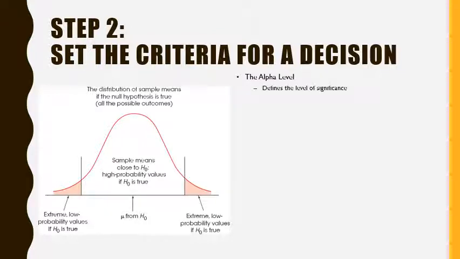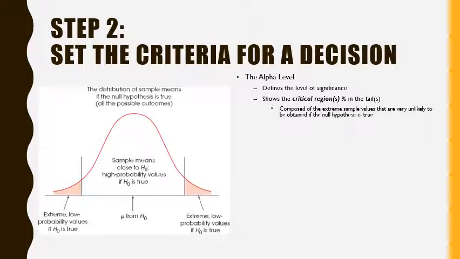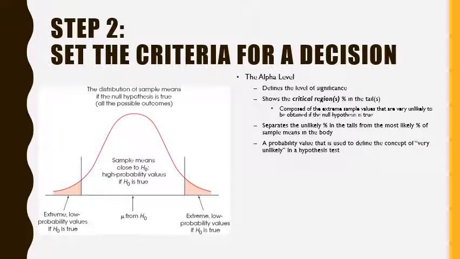This defines a level of significance. It shows the critical region's percent in the tail. It's composed of the extreme sample values that are very unlikely to be obtained if the null hypothesis is true. And it separates the unlikely percent in the tails from the most likely percent of sample means in the body. It is a probability value that is used to define the concept of very unlikely in a hypothesis test.